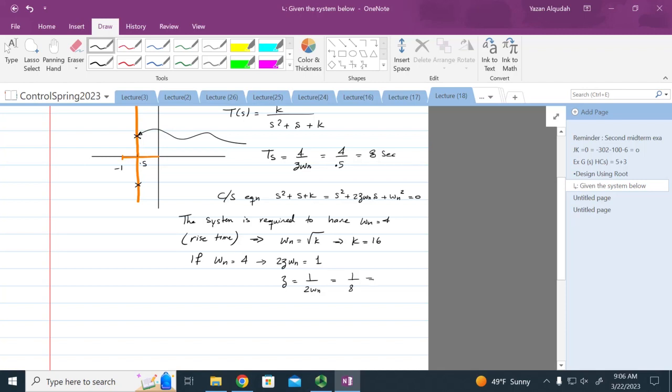Now this zeta results in a very high overshoot. And therefore, if we have a requirement that we want to reduce the overshoot, we have no control over the overshoot. In order to meet the omega n equal to 4, we're going to have an overshoot that is very large.